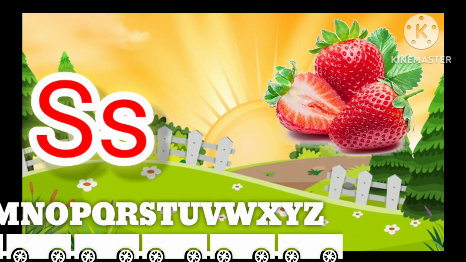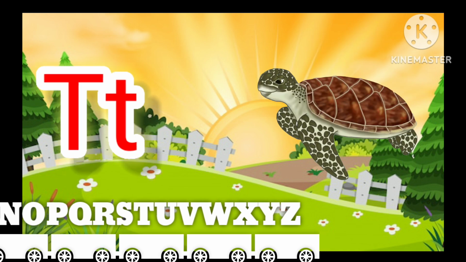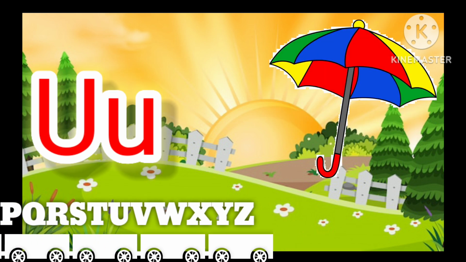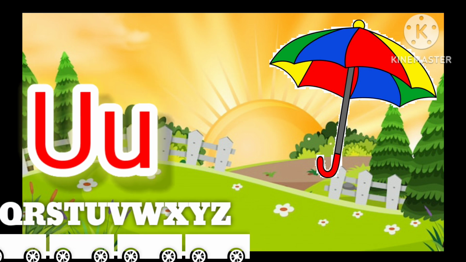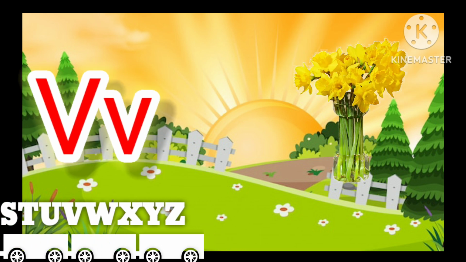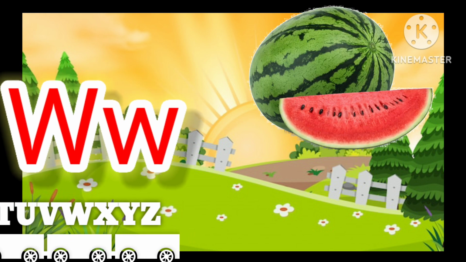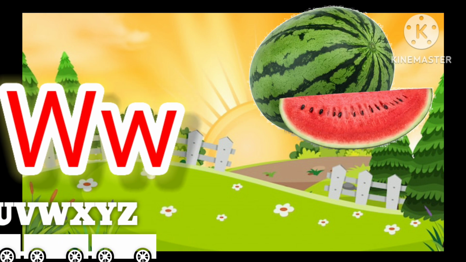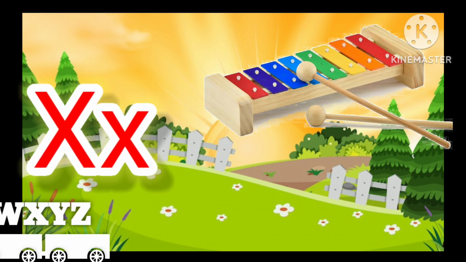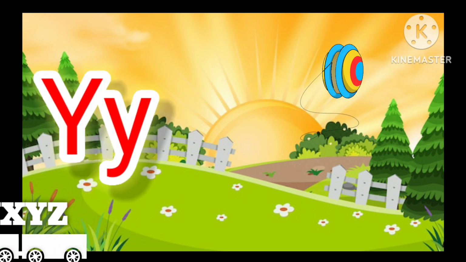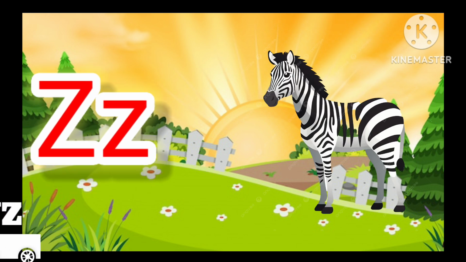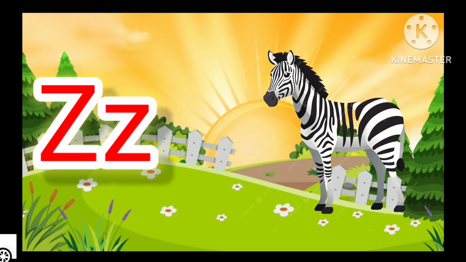S for strawberry. T for turtle. U for umbrella. V for vase. W for watermelon. X for xylophone. Y for yo-yo. Z for zebra.